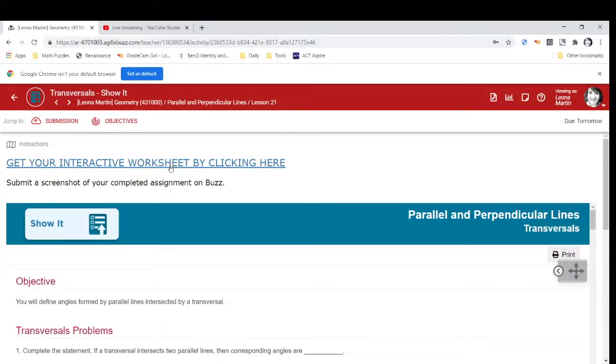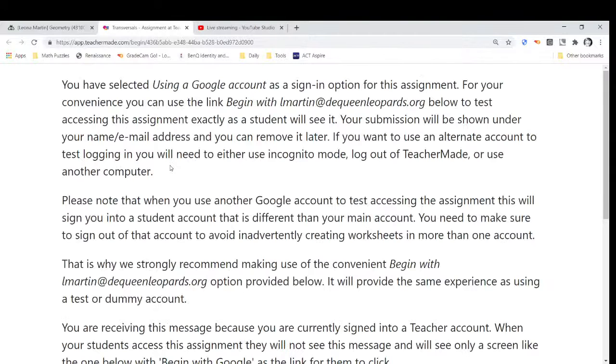So I'm hoping they got everything fixed. But if at any time the interactive worksheet won't work, just type your answers in the submission box. Do not say, well, I couldn't turn it in, okay? Because you can turn it in. I set it up where you can turn it in. You have to turn it in differently. Okay, so you're going to click on your interactive worksheet.